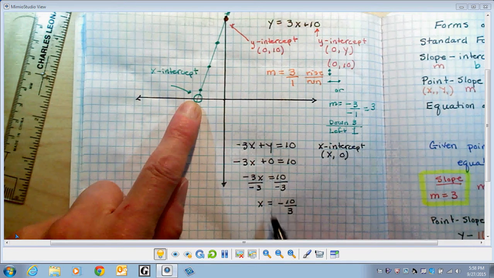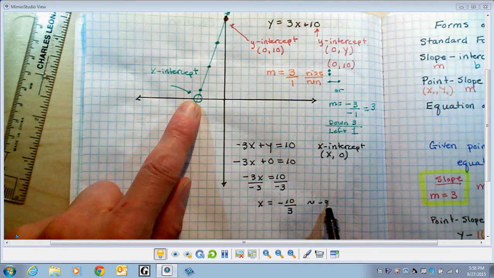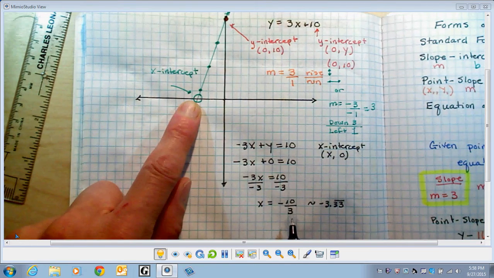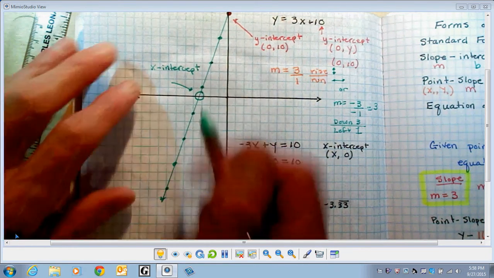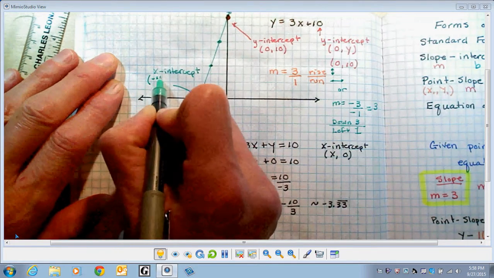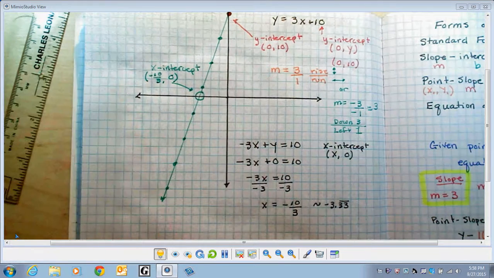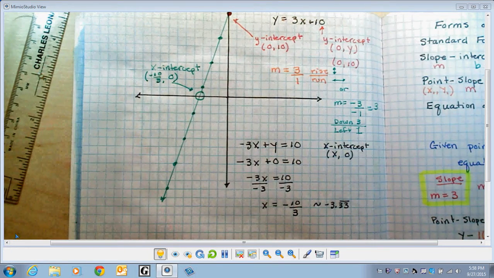If you were to get this in decimal form, that's going to be -3.333 repeating. So I might just write down approximately -3.33 repeating. But this is what I want. I want it as a fraction. So I'm going to write my x-intercept as -10 thirds, and my y is 0. So you can't always eyeball it.